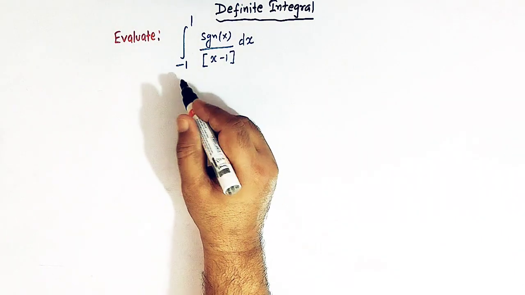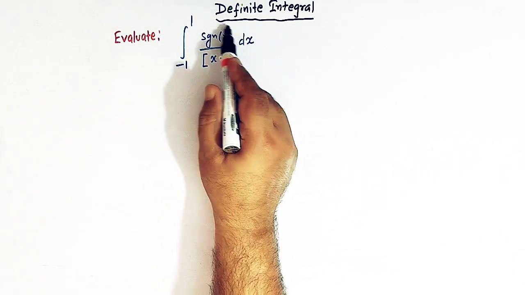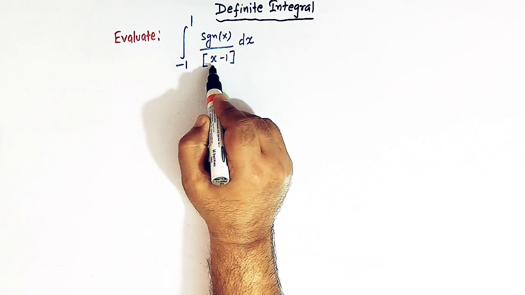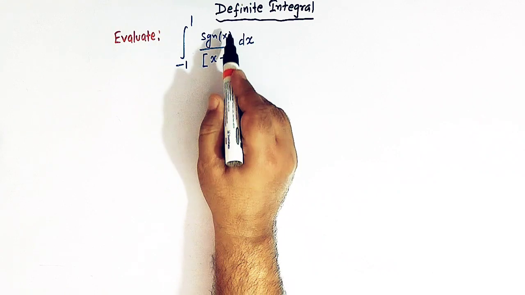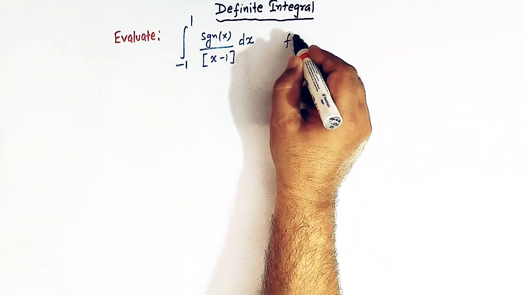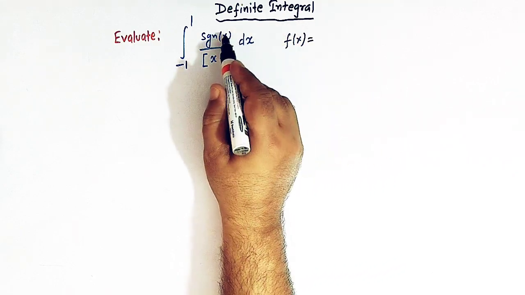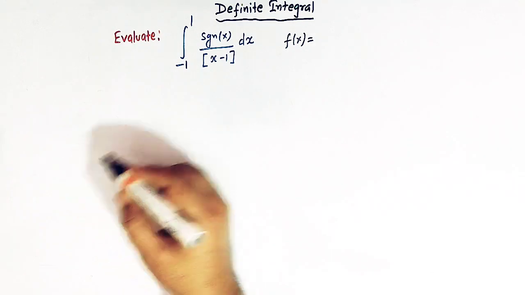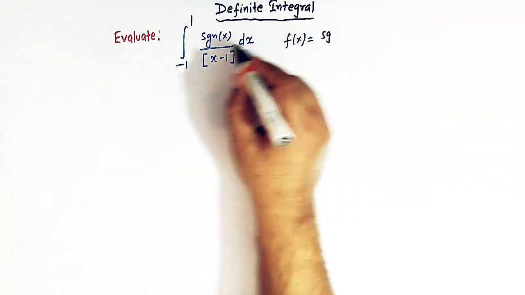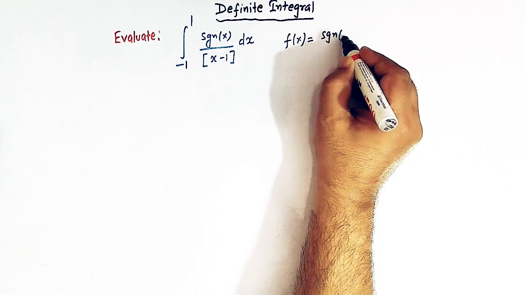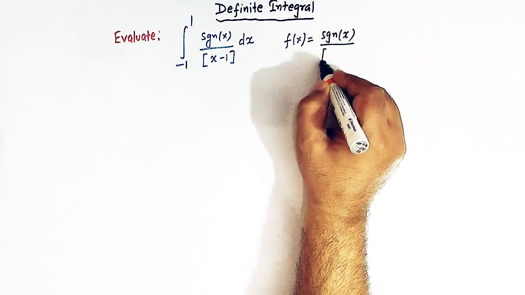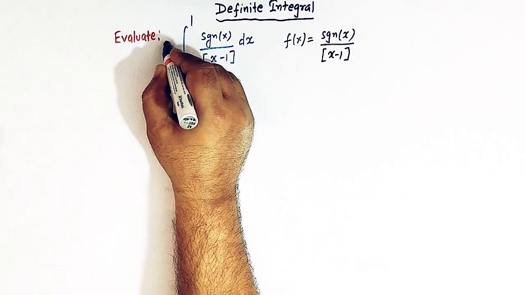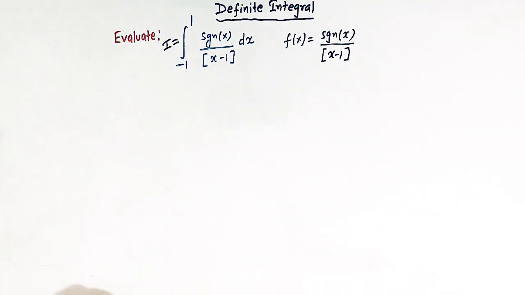from minus 1 to 1, and we have the integrand signum of x divided by greatest integer of x minus 1, right? So here we see that the integrand consists of signum function and the greatest integer function, right? So in the numerator we have the signum function, and in the denominator we have the greatest integer function, right? So let us call this integral as I, right?